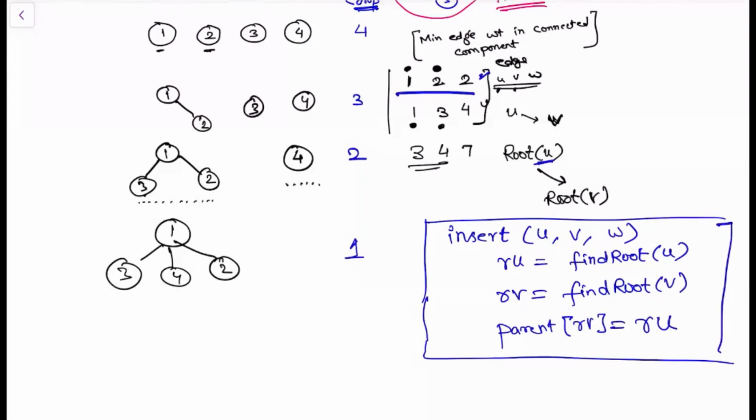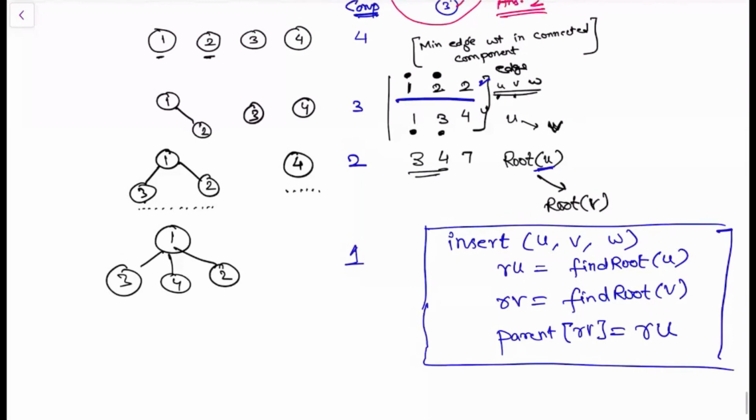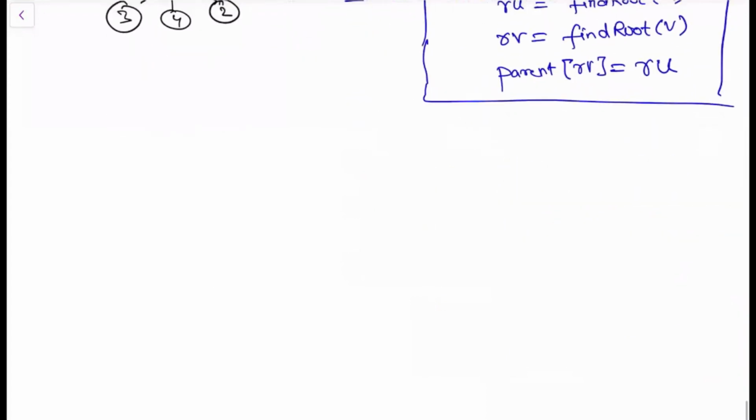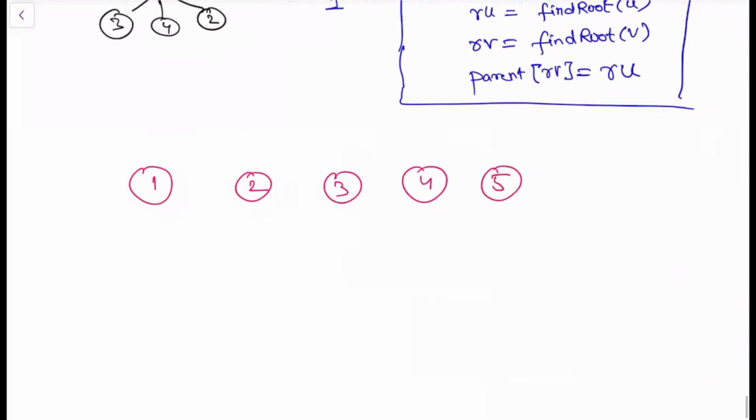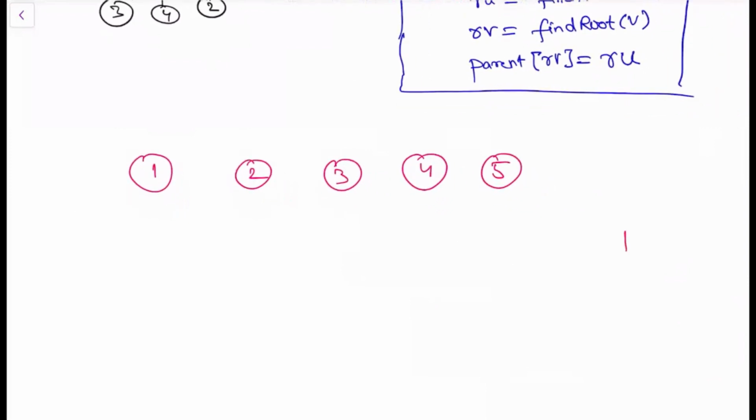Are we clear with what it says here? Only, can you explain once more, sir? Sure. Let's take another example. Let's say you had 1, 2, 3, 4, 5. If I say join 1 and 3, after this we say join 1 and 3.